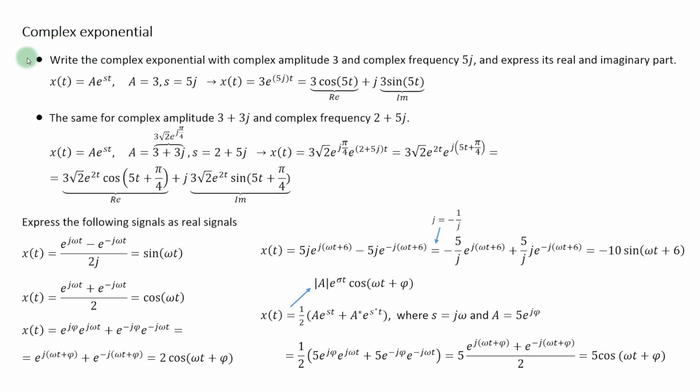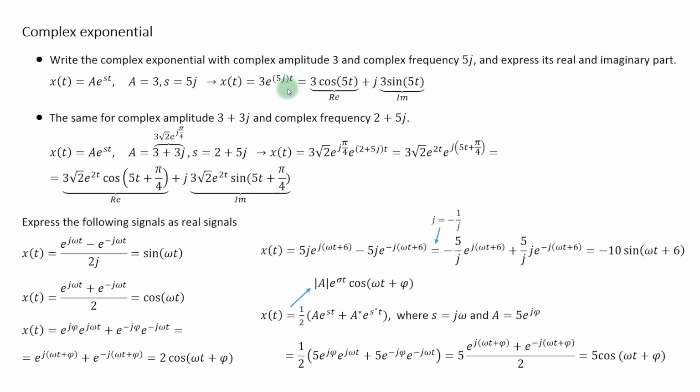The first problem is this: write the complex exponential with the complex amplitude 3 and complex frequency 5j and express its real and imaginary part. So, this is the formula for the complex exponential. This is the complex amplitude and this is the complex frequency. The complex amplitude is supposed to be 3 and the complex frequency is supposed to be 5j. So we just substitute and this is the required result.